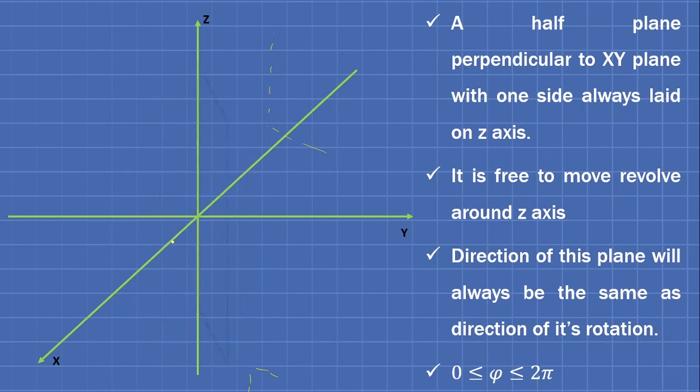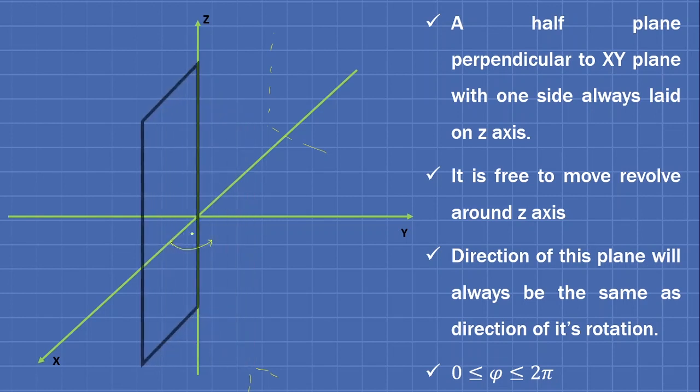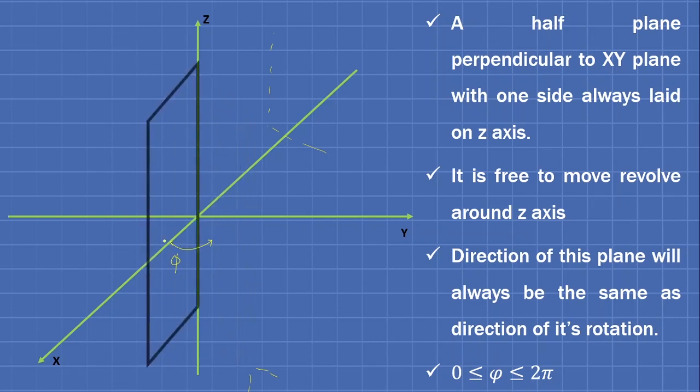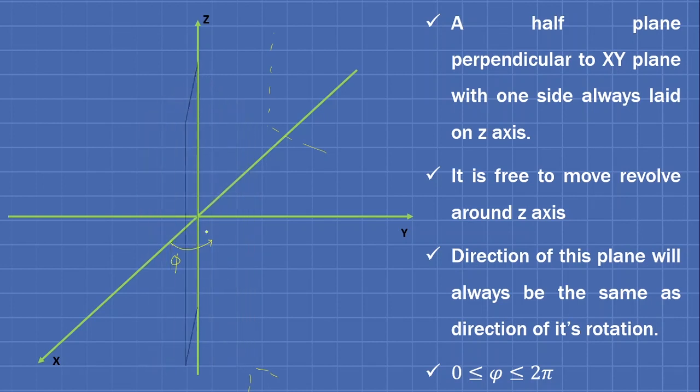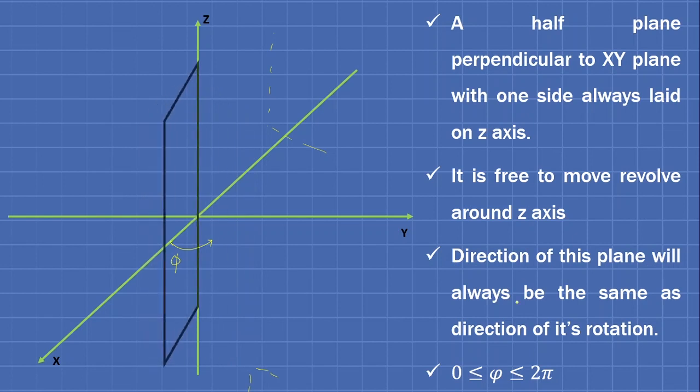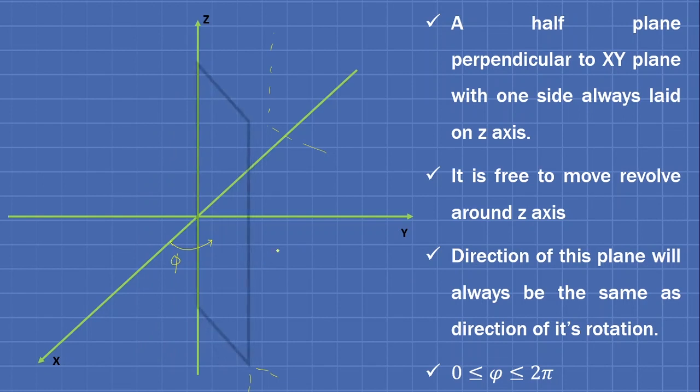So here the second parameter of consideration is the angle that it makes with the x axis. This angle is called phi. Whatever angle this plane is making with the x axis will be the value of phi, and the direction of this plane will always be the same as the direction of its rotation. So we will consider the incremental angle direction for this plane.